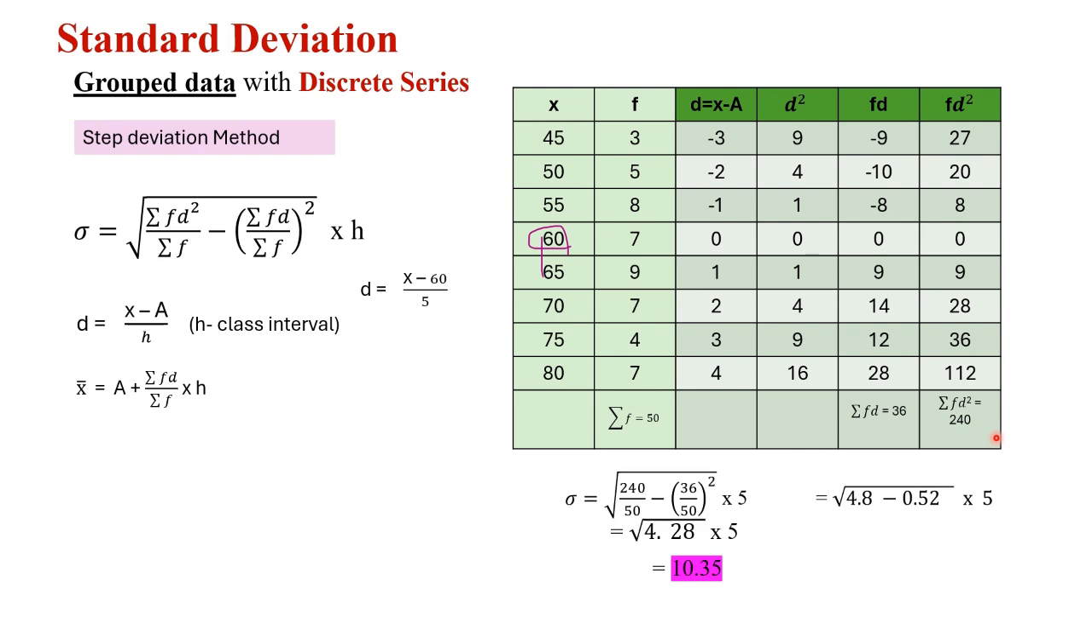Placing the values in the formula for standard deviation: under the root, 240 by 50 minus 36 by 50 whole square, times h, which is 5. Solving, we get 10.35.